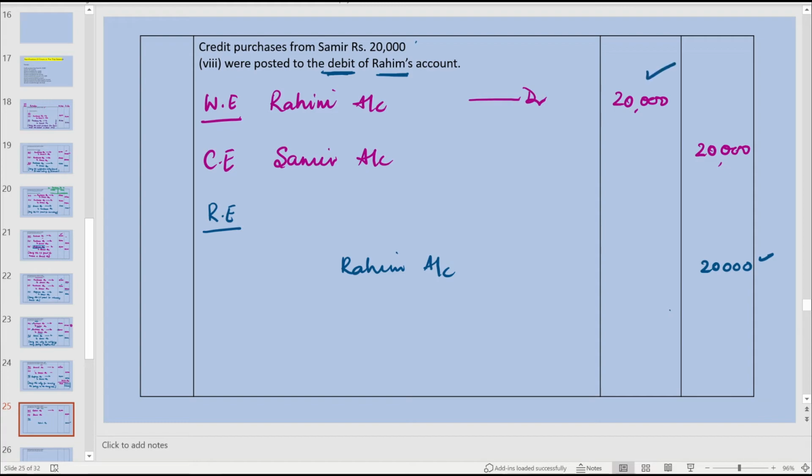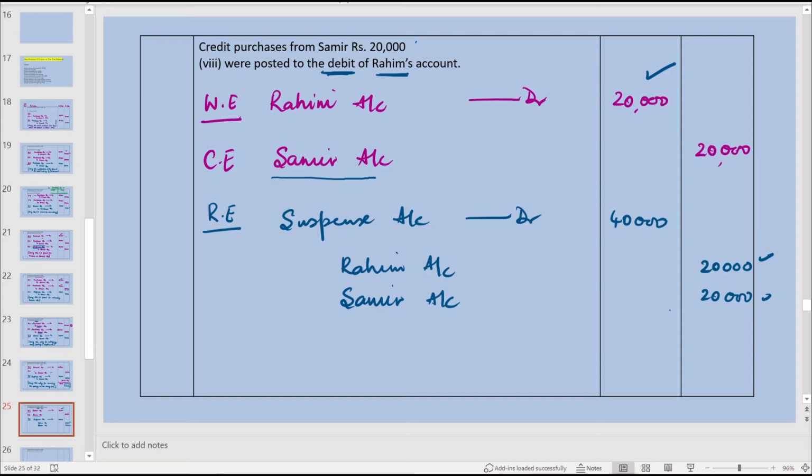So this gets nullified, and then I have to make the correct entry of Samir's account, which has not been done. So I will say Samir account credited 20,000. Now you see this is 40,000 which has to be affected, but since there is no other account, I will take suspense account. I will say suspense account debit by 40,000, and that is the rectification entry, and you can say being the rectification entry passed for wrong posting. That's more than enough.